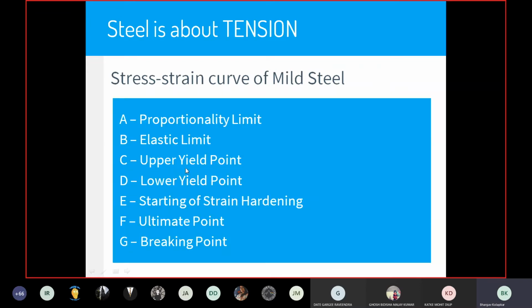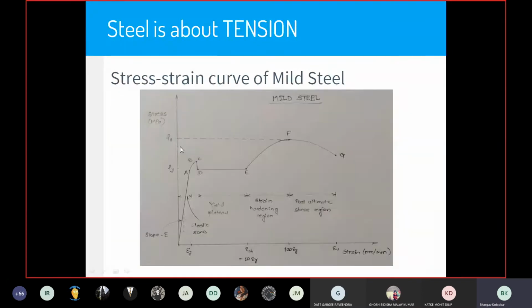Then there's this point C, which is called the upper yield point. And after that, there's this point D called the lower yield point. Now, the point C occurs for a very small amount of time and suddenly it jumps to D. Therefore, we rely more on this lower yield point than the upper yield point. The stress corresponding to this lower yield point is called the yield stress.